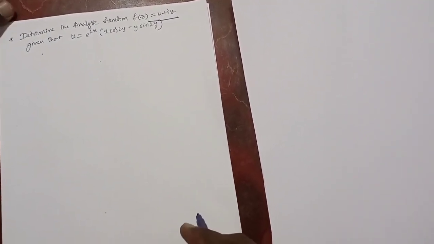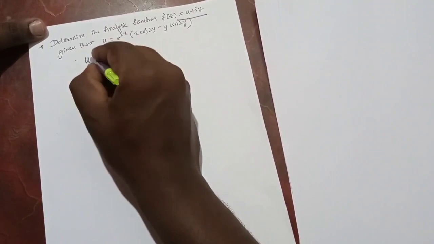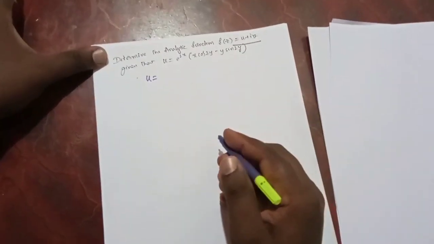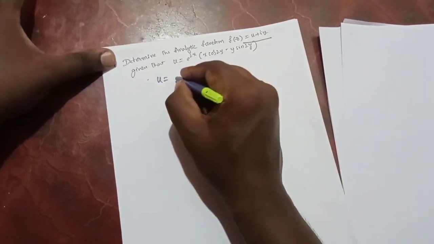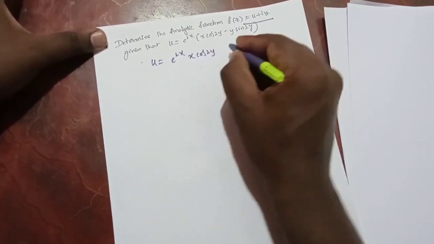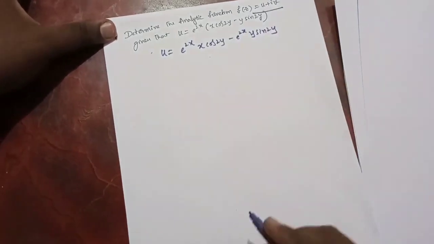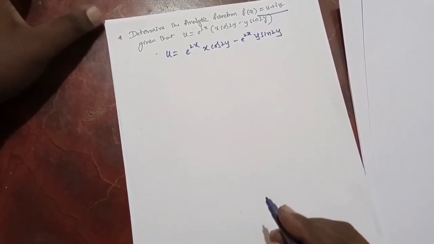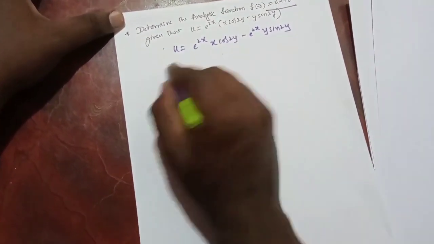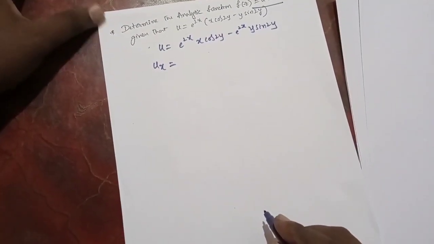So here u is given. For easy differentiation purposes, multiply e power 2x with each term: e power 2x into x cos 2y minus e power 2x into y sin 2y. Next, differentiate with respect to x partially, that is dou u by dou x, or instead we write u suffix x.